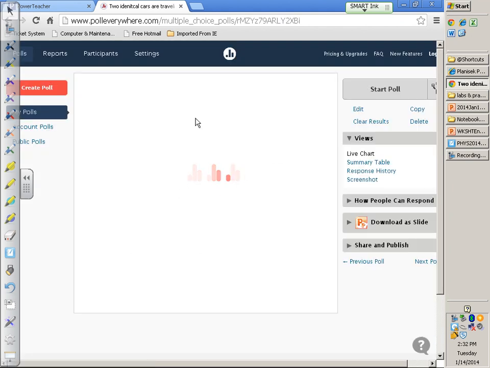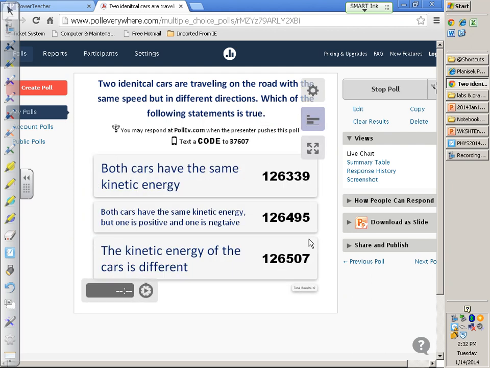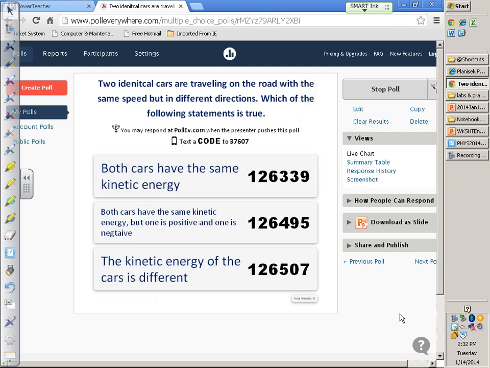The next question is not on your sheet, but is related to one of the questions on your sheet. So it says, two identical cars are traveling on the road with the same speed in different directions. Which of the following statements is true?